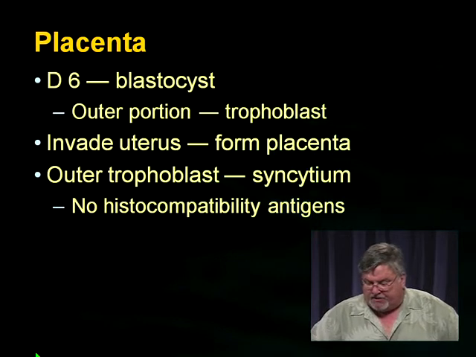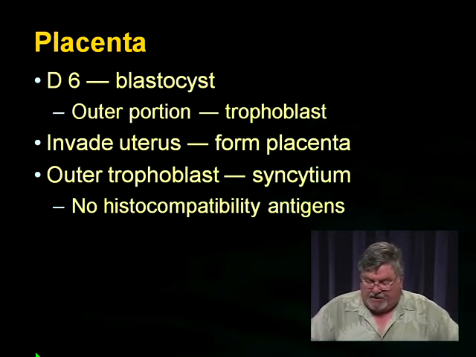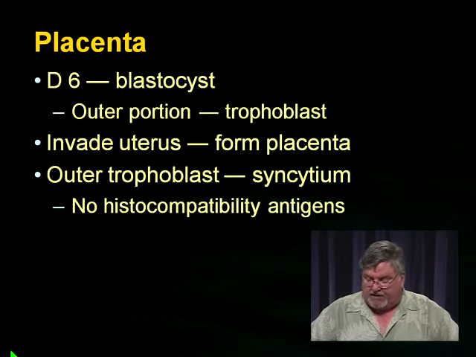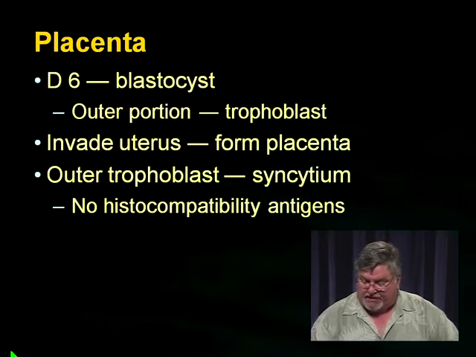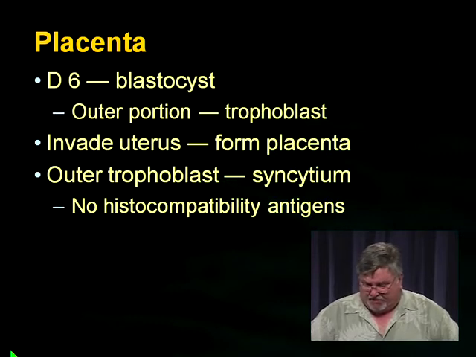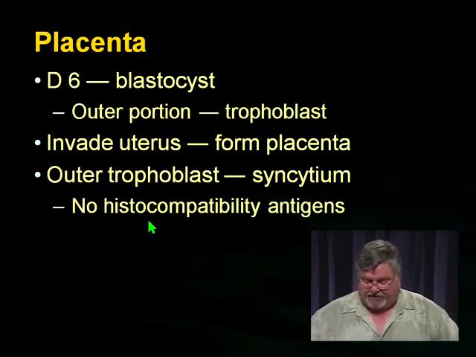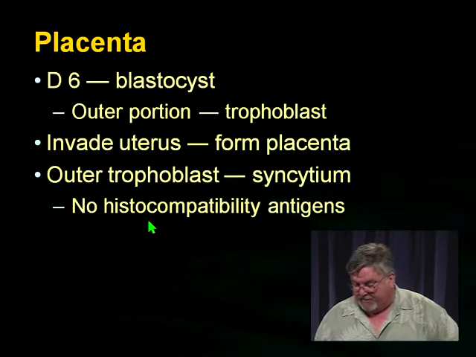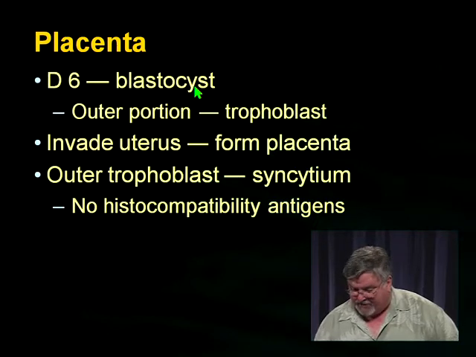Here's some things you need to know about the placenta. On day 6, you're a blastocyst. The outer portion of the blastocyst is the trophoblast. That's the part that invades the uterus and forms the placenta. So trophoblast, placenta. The outer portion of the trophoblast is a complete syncytium. There are no cell walls. And, interestingly enough, no histocompatibility antigens, or compatibility antigens for that.